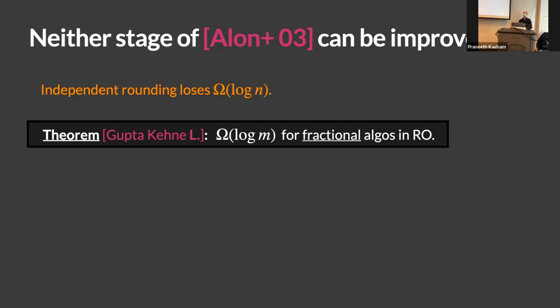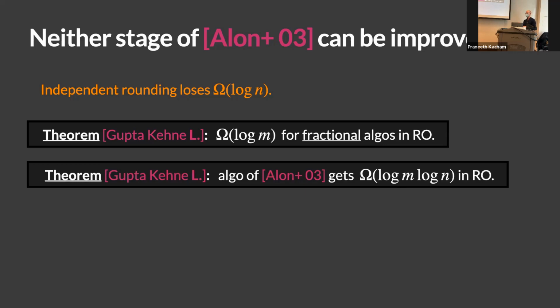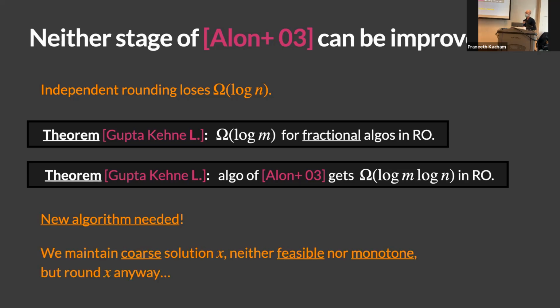So what this means is that both stages of the analysis are tight. You can neither improve the analysis of the fractional solution, or even give a better algorithm in that sense, nor can you improve the rounding. So it seems like you're doomed with the two-stage analysis. But more than that, you're actually doomed with that algorithm completely. You can't even hope to analyze these two stages together in some more clever way. In fact, there are situations where that algorithm indeed loses this double log. So this really means that a new algorithm is needed, and our new algorithm circumvents these barriers.